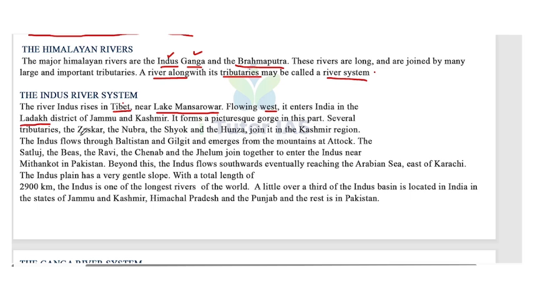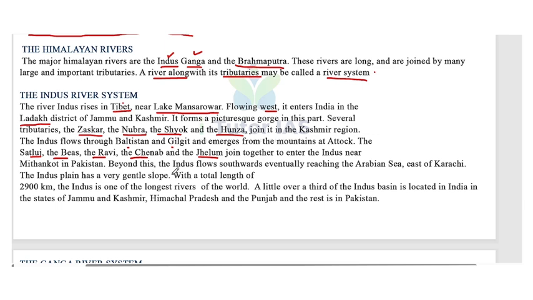Several tributaries like the Zaskar, the Nubra, the Shyok, the Hunza join in the Kashmir region. So these tributaries join the Indus in the Kashmir region. The Indus flows through Baltistan and Gilgit and emerges from the mountains at Attock. The Satluj, the Beas, the Ravi, the Chenab and the Jhelum join together to enter the Indus near Mithankot in Pakistan.